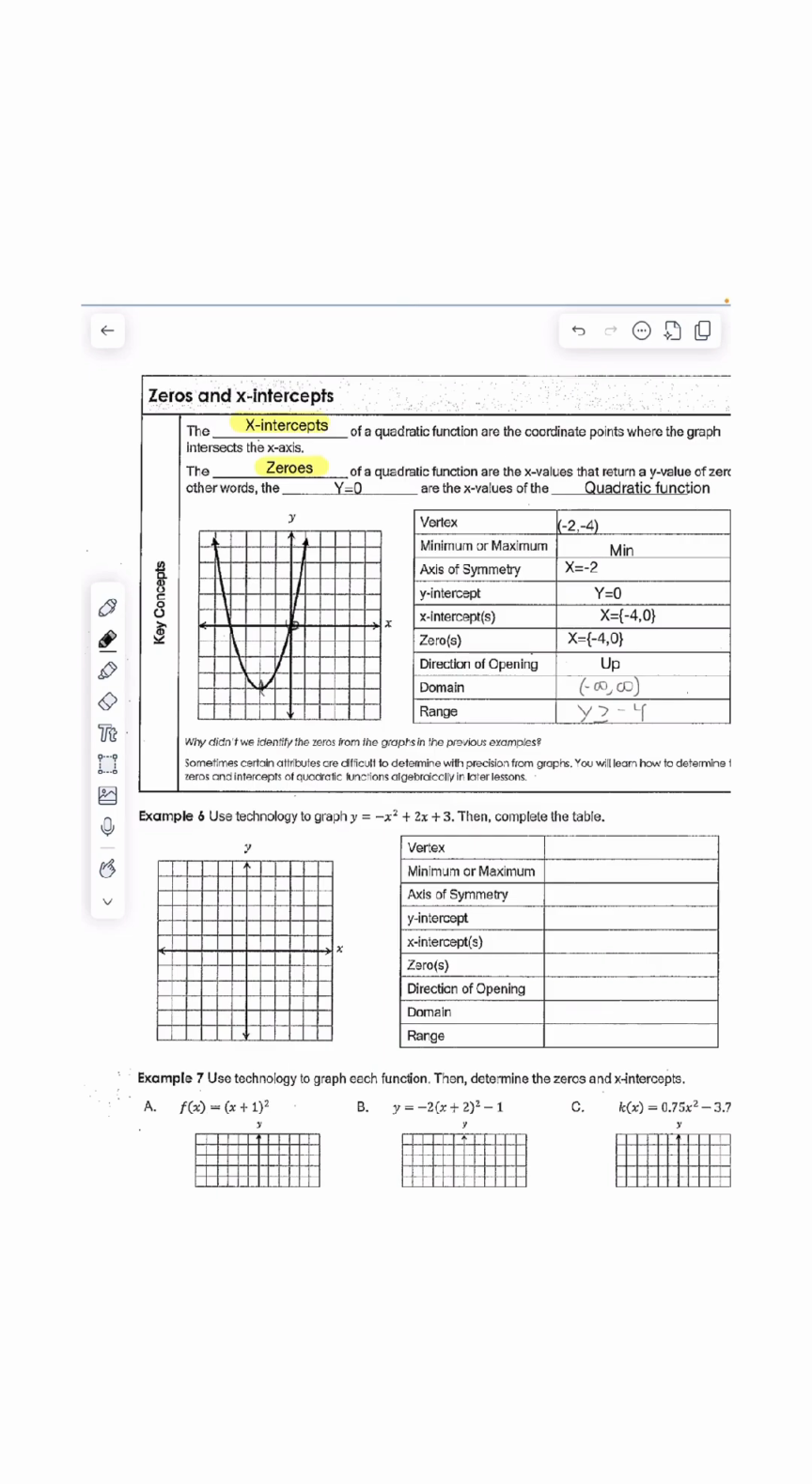My x-intercepts, they're going to be two answers. x equals {-4, 0}. So it hits at this point and this point here of the x value. And my zeros are going to be x equals -4 and 0 as well. Basically the same thing. Direction of the opening is up. My domain is negative infinity to positive infinity. And my range is going to be y is greater than or equal to -4. And again, I meant to write this in interval notation as well, but it would be bracket -4 to infinity.